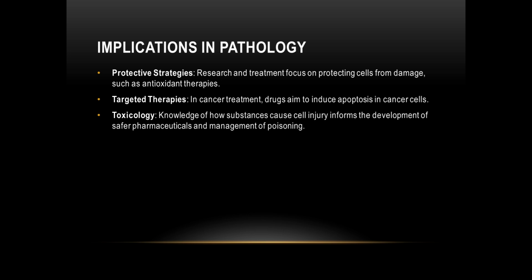Implications in pathology. Understanding cell injury and death has important implications in pathology. 1. Protective strategies. Research and treatment focus on protecting cells from damage, such as antioxidant therapies. 2. Targeted therapies. In cancer treatment, drugs aim to induce apoptosis in cancer cells. 3. Toxicology. Knowledge of how substances cause cell injury informs the development of safer pharmaceuticals and management of poisoning.